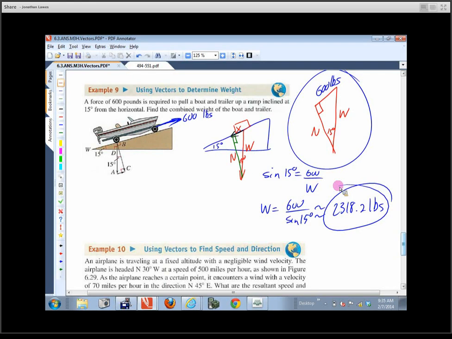Okay. Many times, this problem was given backwards. Many times they'll do something like this. So let me change this problem just slightly. Let's say I have a 30-degree ramp, and let's say that I've got a box on here for some strange reason that I want to pull up there, and I'm telling you that the box weighs 4,000 pounds.